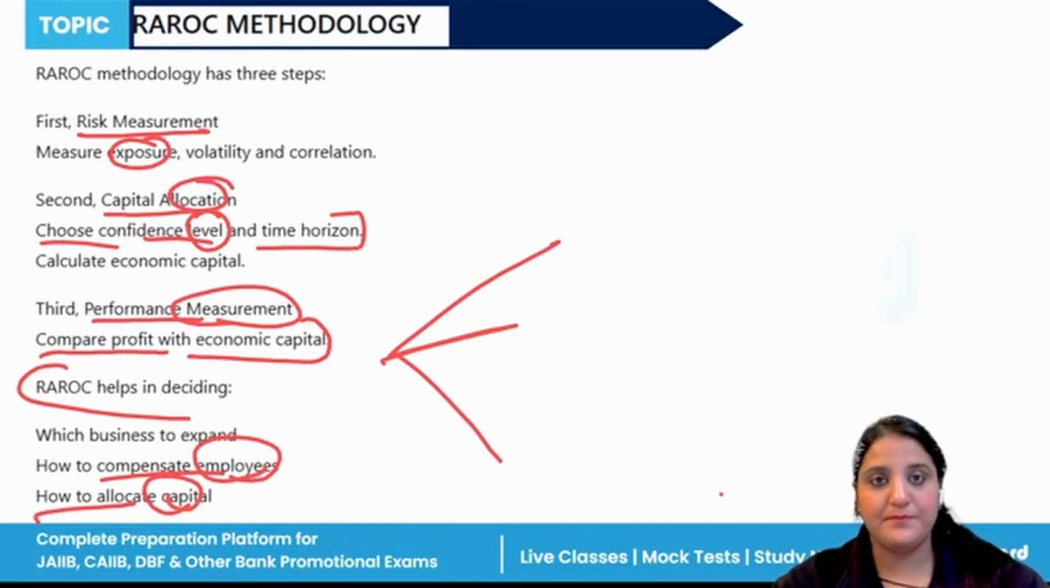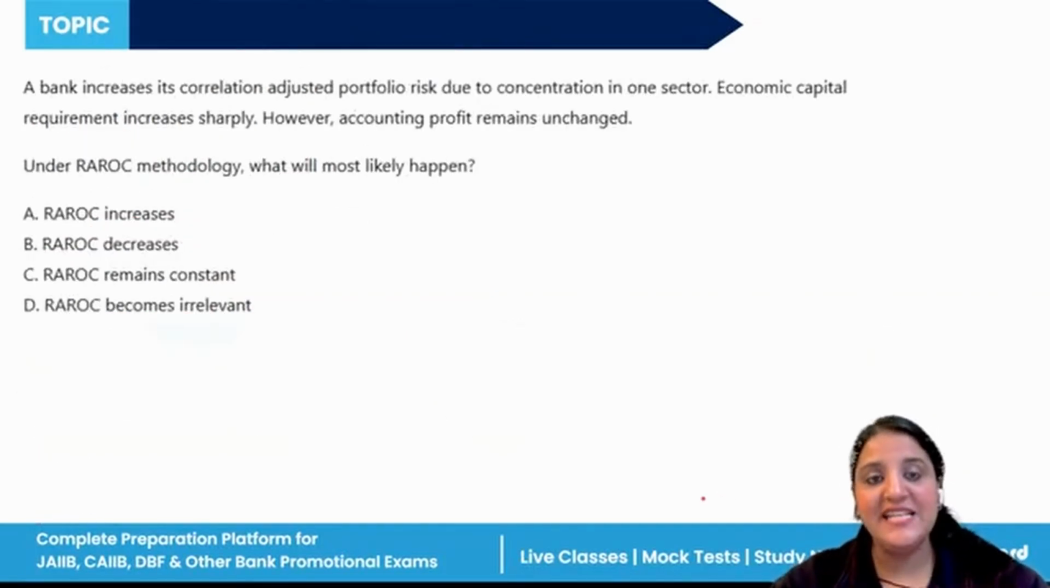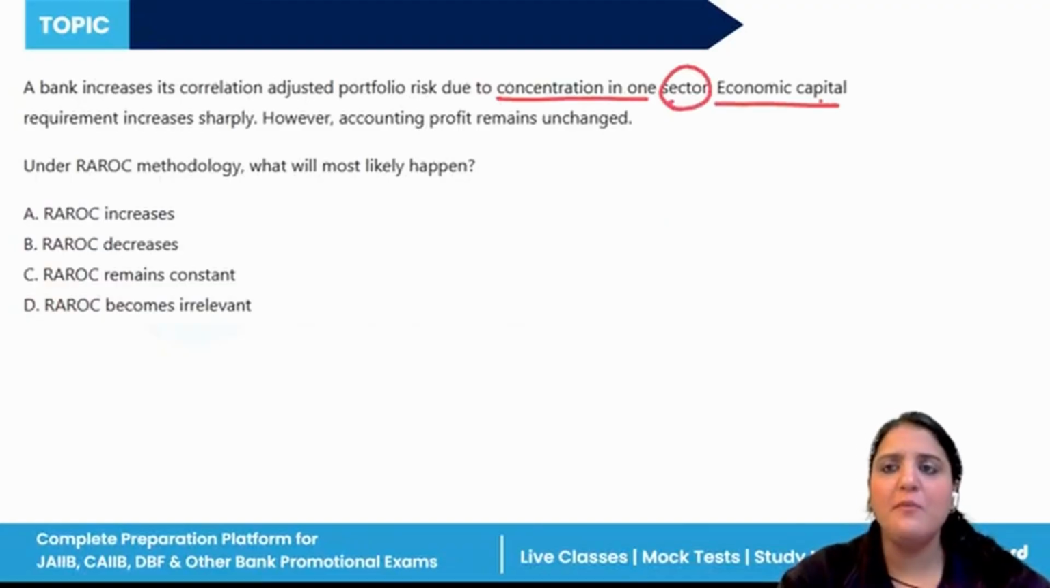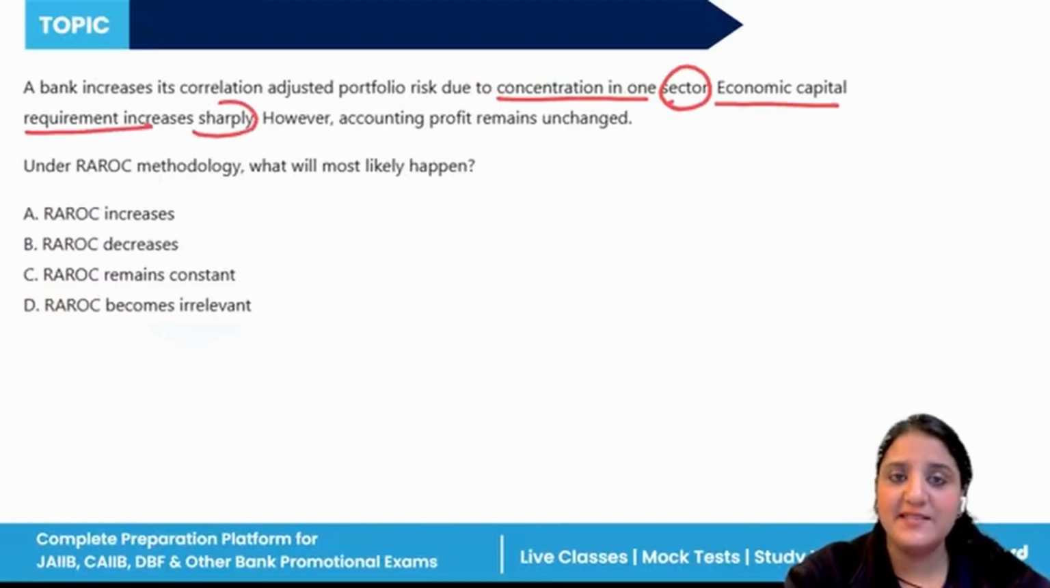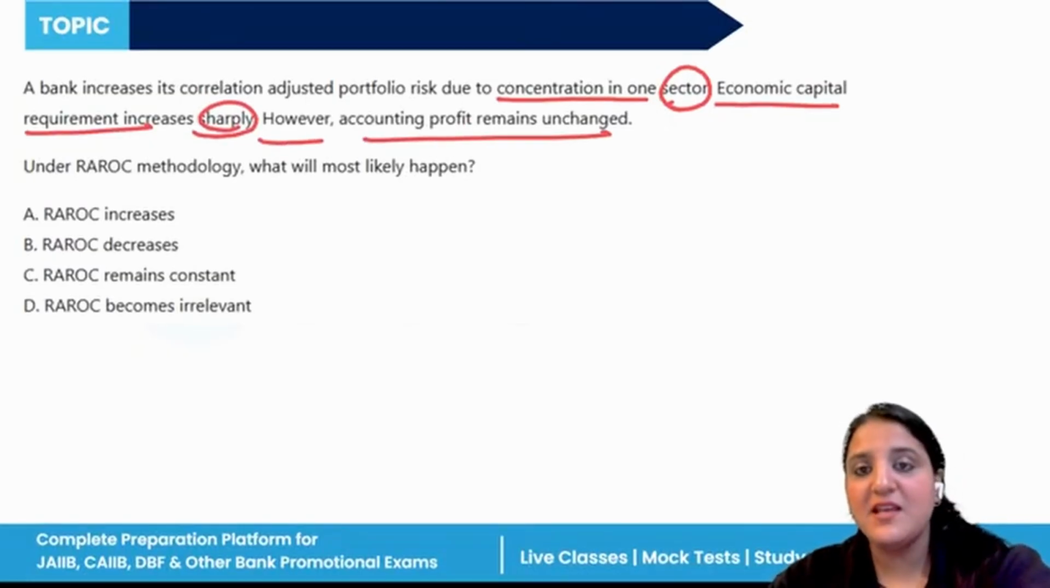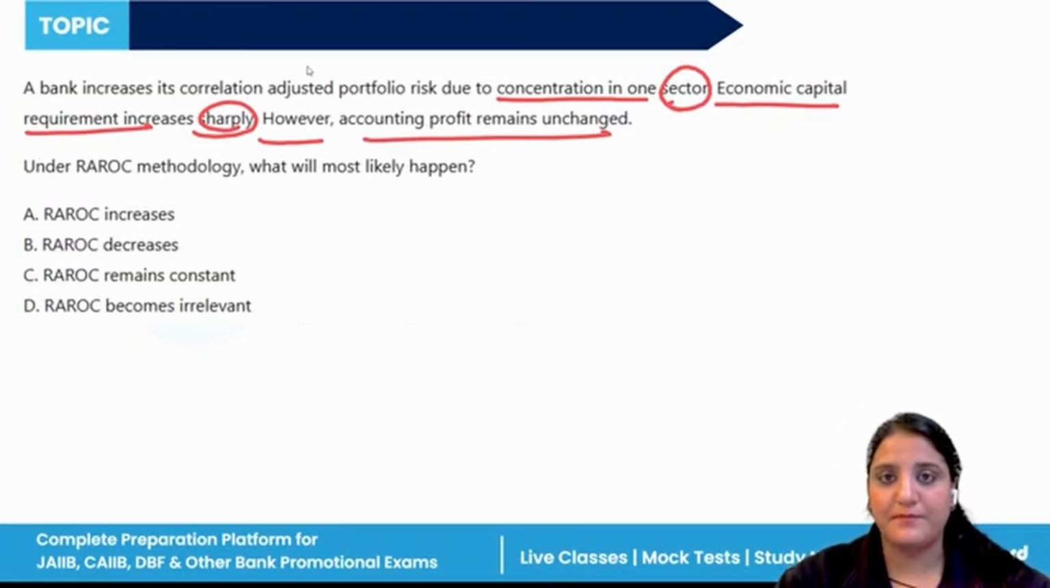So if a bank increases its correlation adjusted portfolio due to concentration in one sector, economic capital requirement increases sharply. However, accounting profit remains unchanged here. So under RAROC methodology, which is most likely to happen?